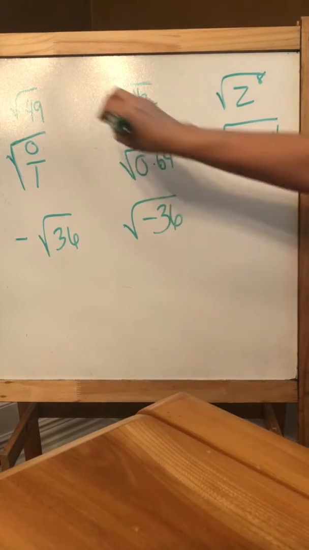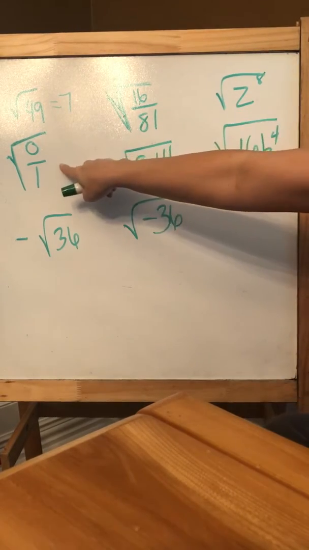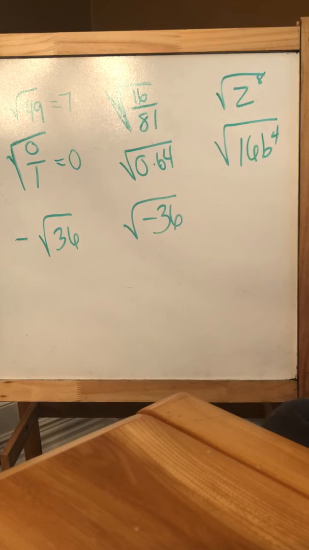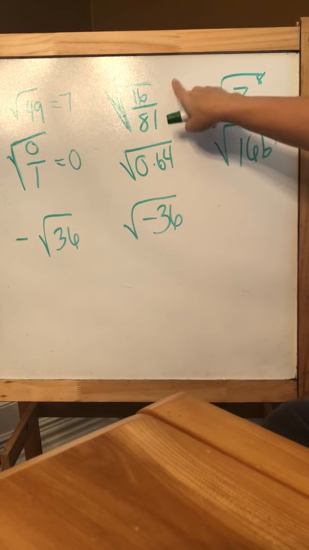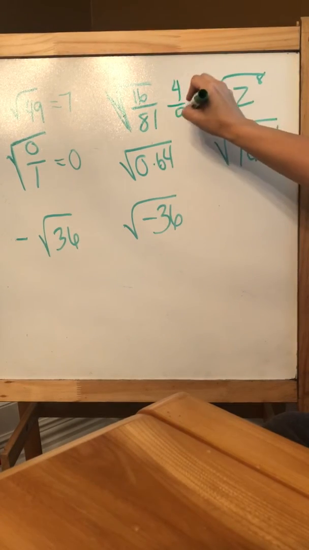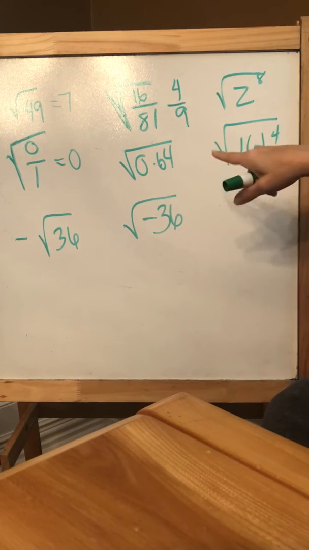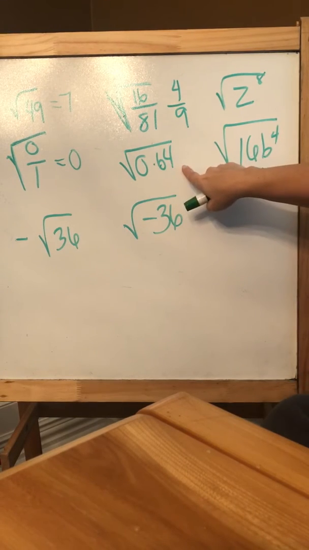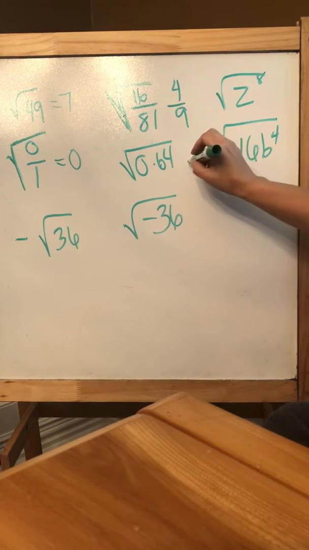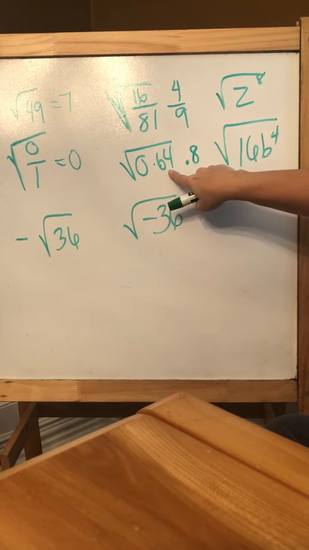All right, on this one here, you should have gotten 7. Here, 0 over 1 is 0, so the square root of 0 is just 0. Up here we have the square root of 16 over 81. That can be written as the square root of 16 over the square root of 81, which would be 4 over 9. Moving on, we have the square root of 0.64. What times itself gives you 0.64? That would be 0.8, because 0.8 squared gives you 0.64.